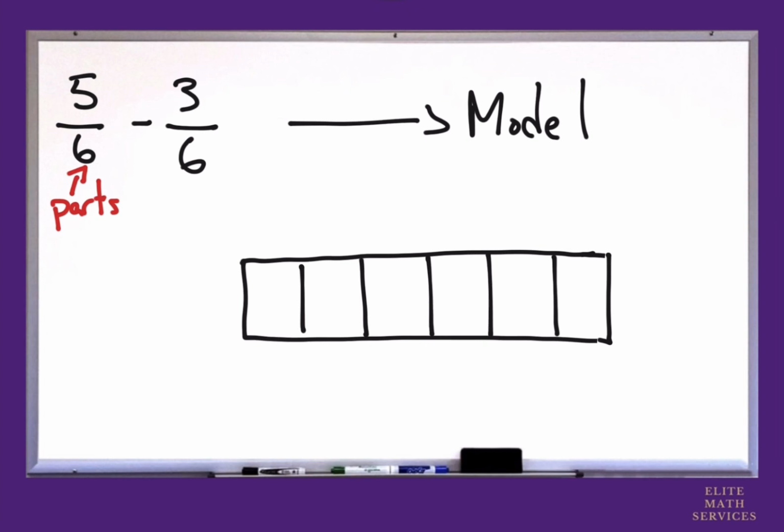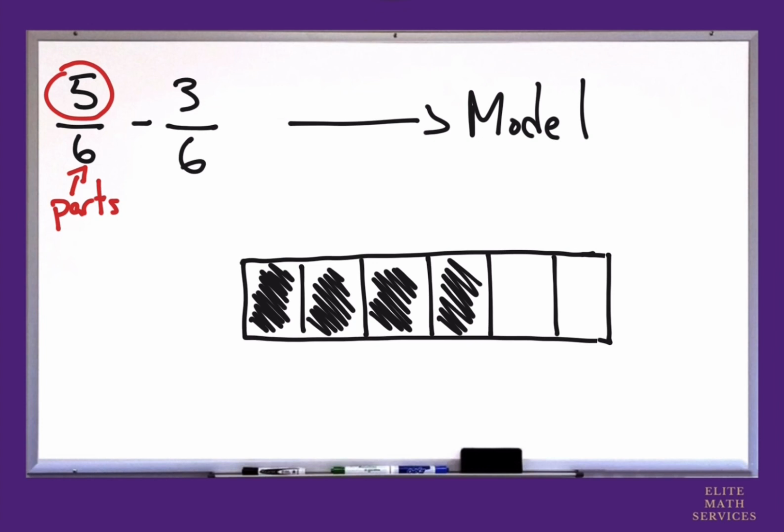Now, our numerator tells us how many of these parts are shaded. So our numerator is 5. So we're going to go ahead and shade in 5 of the parts. Shade in our first one, second one, third, the fourth, and the fifth part.